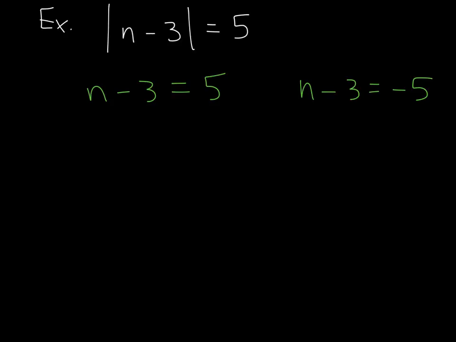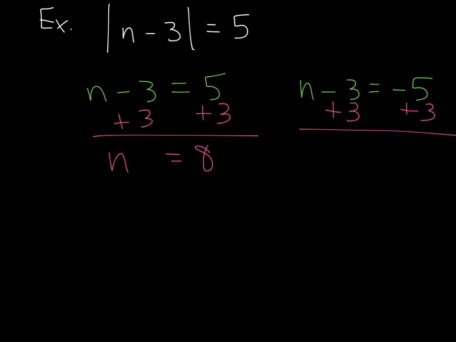Now we're back to a simple problem where we can just add 3 to both sides over here. We're left with an n. 5 plus 3 is 8. Same deal, add 3, n is left over here. -5 plus 3 is a -2. That would be our solution for this equation.